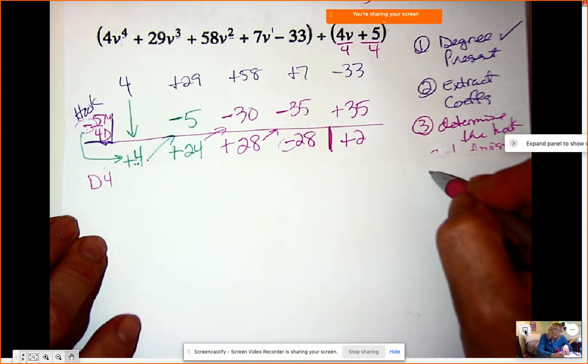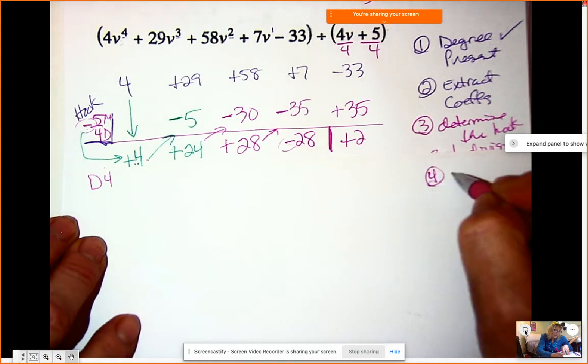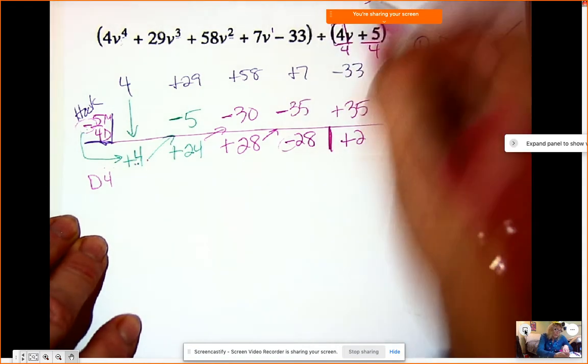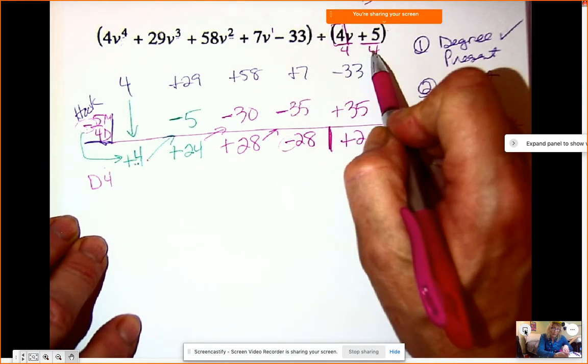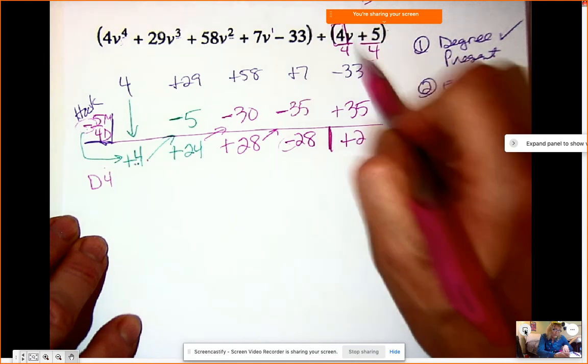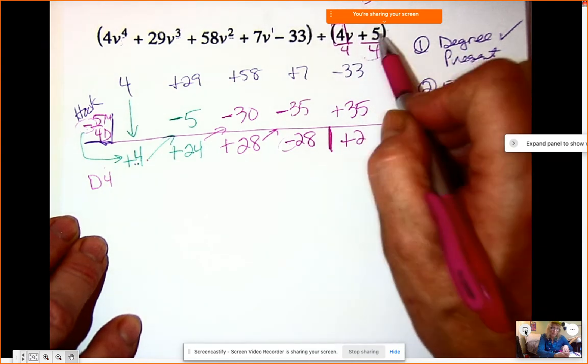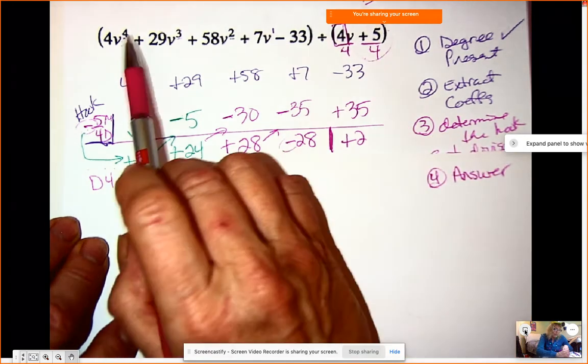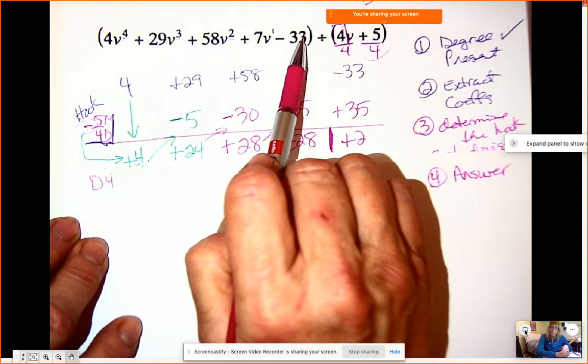Determine hook, do all of the steps but take your answer at the end. Answer gets divided by whatever this number is, because really we're dividing both these by 4 and saying what would make this be 0? Negative 5/4, the opposite of this number. But that's because I'm dividing both sides by 4. I should have been dividing all of these by 4 as well.